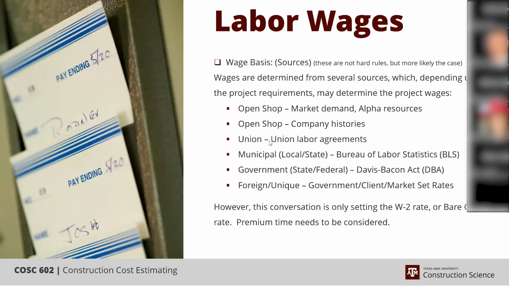And where do the sources come from? Well, if it's open shop, it's market demand. Alpha Resources is a good source. Or if you have company histories and you know what you're paying out in the field, that's another good source. If you are in the Northeast, as I said earlier, Chicago, Pacific Coast, but that West Virginia, Ohio, up that area, you're pretty much guaranteed to be union. And so all those wage rates come from union labor agreements.